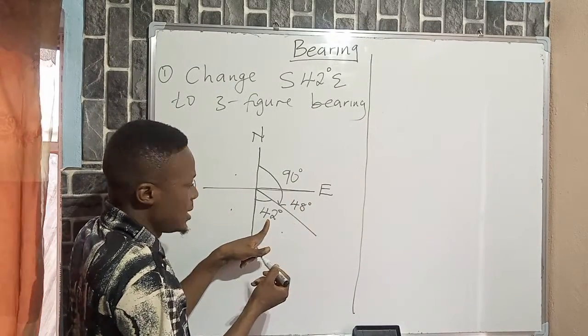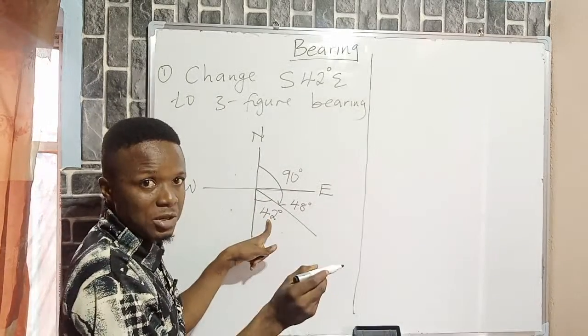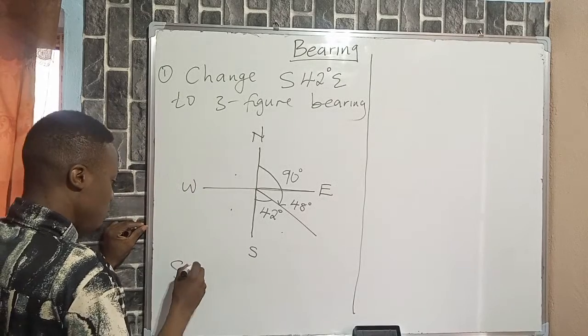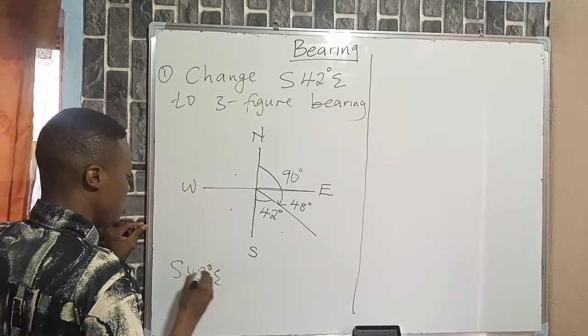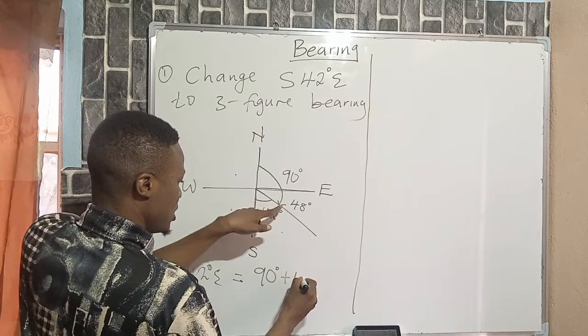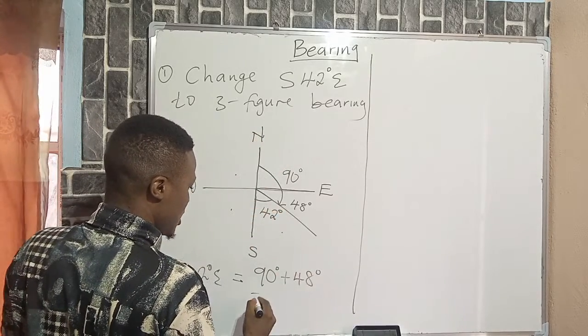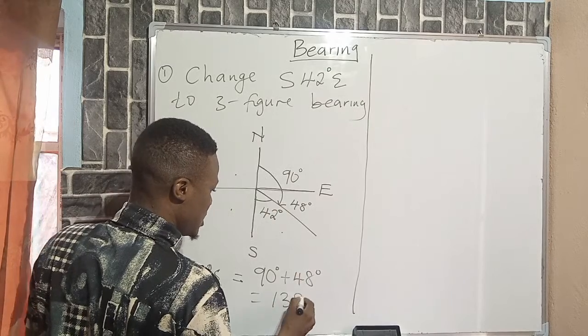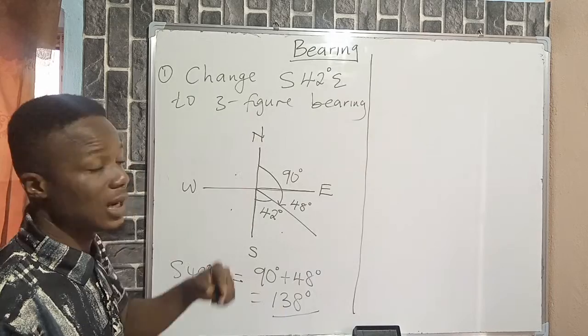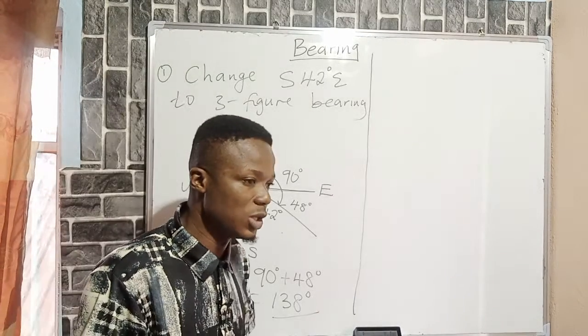How will you get 48? By taking away 42 from 90 degrees, you'll have 48 degrees. Therefore, the equivalent of 42 degrees east of south will be this 90 degrees plus this 48 degrees. And that will be 138 degrees in the three-figure bearing. So this and this are mathematically equivalent to each other.